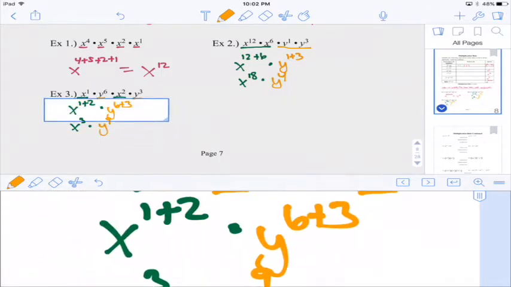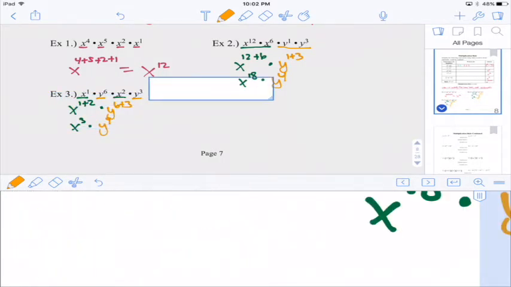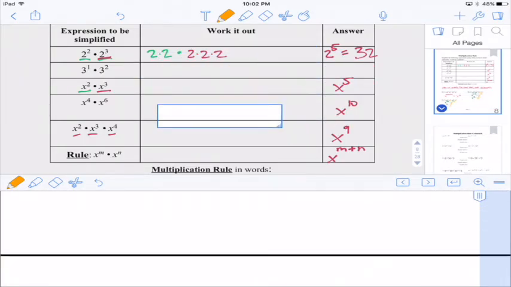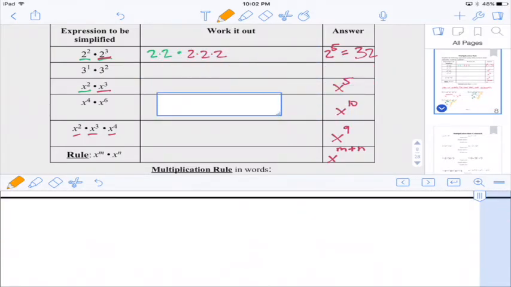Now, if you're kind of confused about this multiplication rule, go back and make sure you did all of that exploring. Don't leave this blank or you're not going to understand. Okay? Good luck. There's part 2 for today.